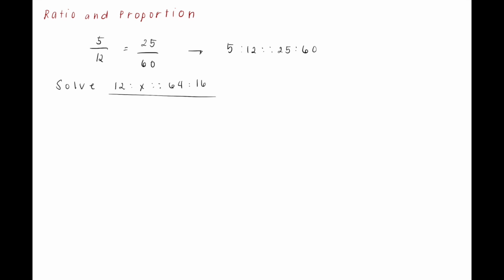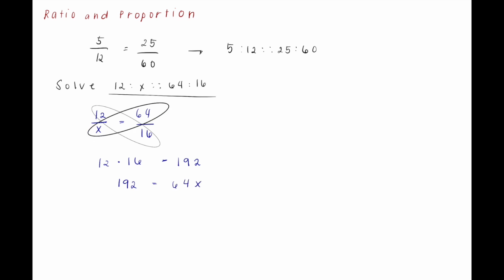So first we need to write down 12 over x is equal to 64 over 16. And then we cross multiply 12 and 16, and we get 192. And x times 64, we get 64x. Then we divide both sides by 64, and x is now equal to 3.